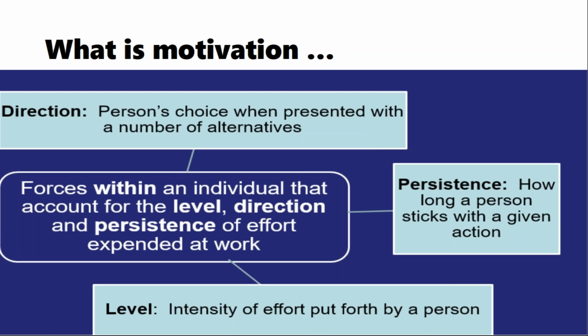Are people persisting long enough in achieving the objectives that they set themselves? And are people putting in a level of intensity that is going to lead to the achievement of that particular objective? So I would encourage you, when you're having conversations with people about perhaps a lack of motivation, that instead of talking about a lack of motivation, what you really should be talking about is either their direction, their persistence, or the level of intensity.